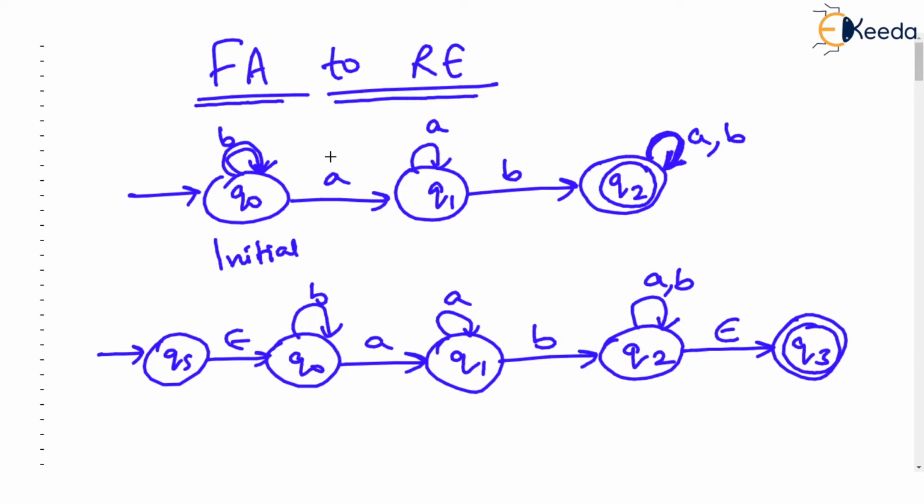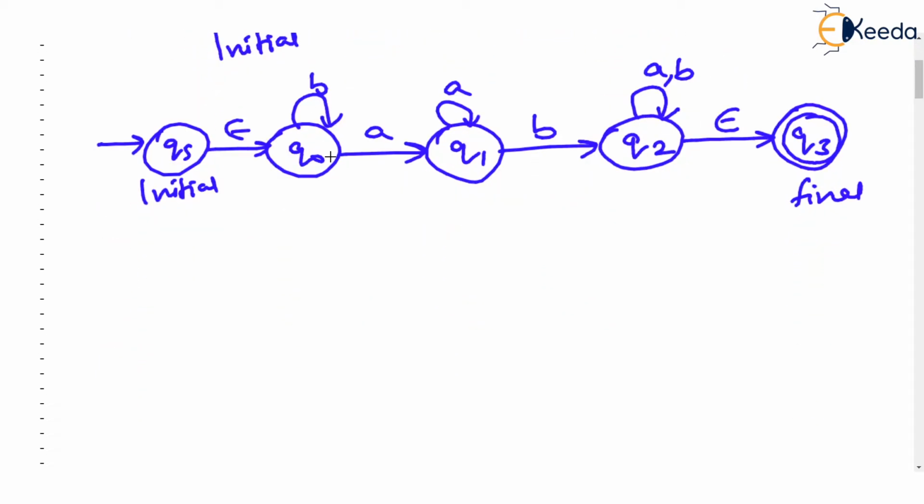Now finally, remember that what we want is only the initial state QS and the final state Q3. So we want a single path from this state to the final state. So let's eliminate states one by one. Let's eliminate Q0. From QS, you will go to Q1 without taking the help of Q0. But what comes in the way? Epsilon comes, concatenated with B star. Just check, this is B star, B repeated, and also followed by A.